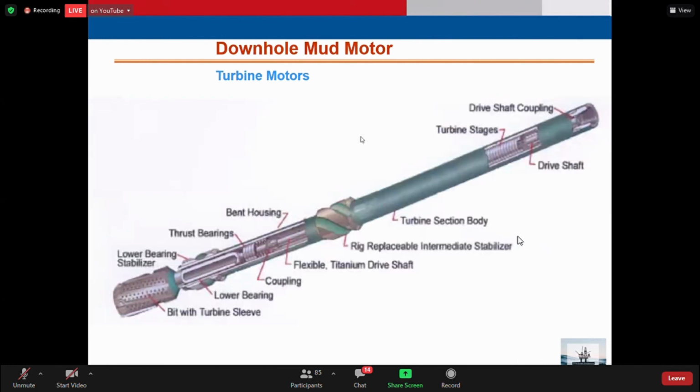This is the picture. As I mentioned, the turbine is composed of two sections. The upper one is the turbine section, the lower one is the bearing section. The turbine section is composed of the shaft and the turbine stages that provide all the needed power and rotation, while the other one is the bent housing and the thrust bearing. This allows the rotation and keeps the direction stable to resist all the load faced during directional drilling.